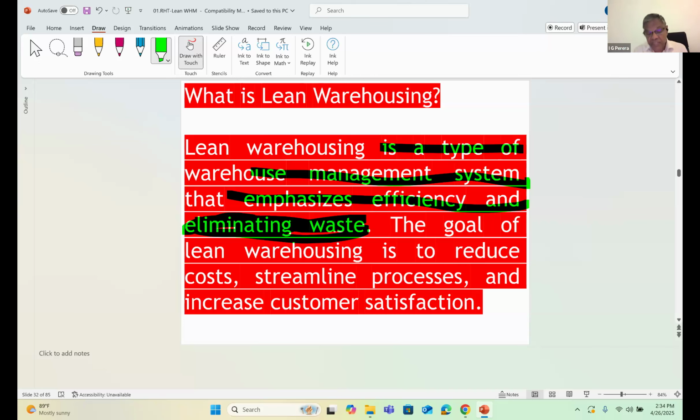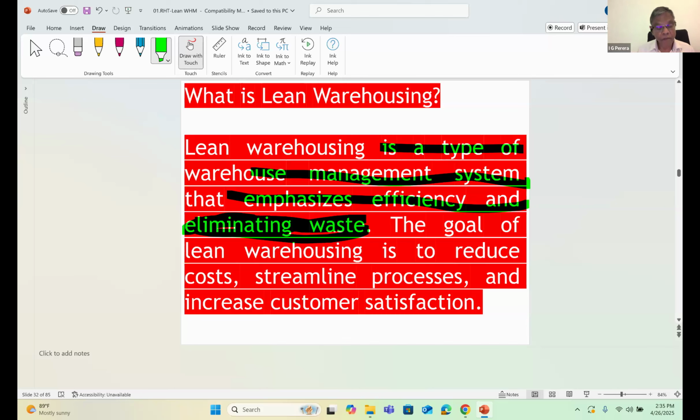So the most basic element of lean will be to eliminate waste. We need to understand what is waste and what are the different types of waste and how much waste you will have. Quantify all of that, identify what the waste is, and eliminate waste from processes. So for the moment, just understand elimination of waste is what is called lean.